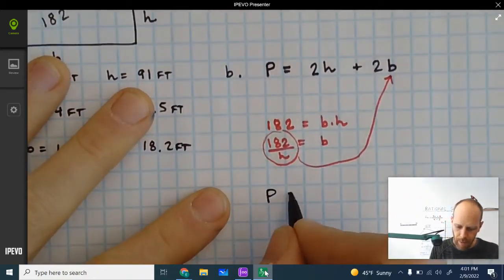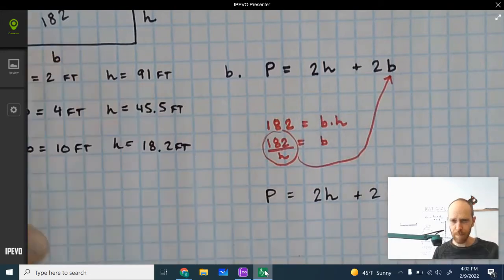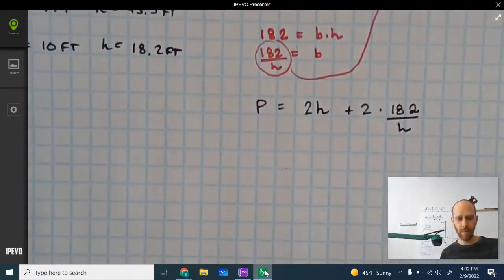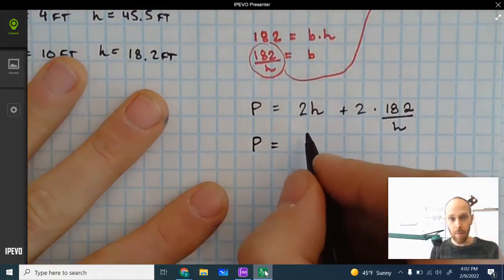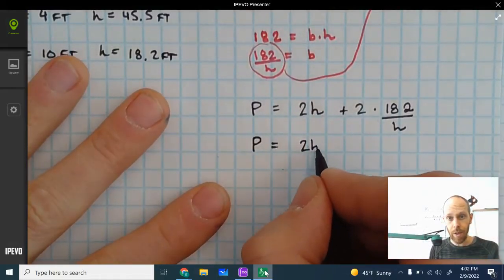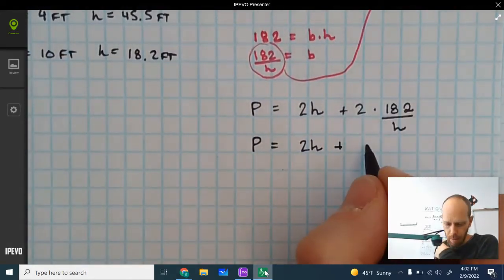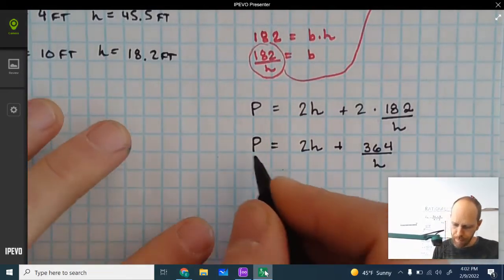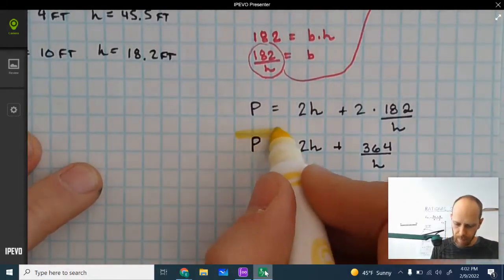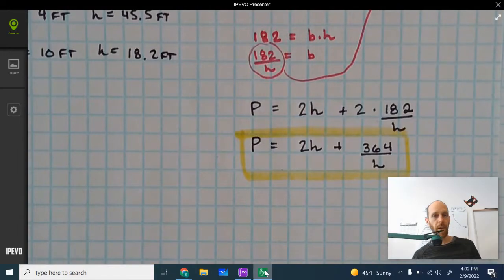And now the perimeter is equal to 2 times the height plus 2 times 182 over h, which means that the perimeter would be equal to 2 h's plus whatever that number ends up being. What is that going to be? 364 over h. So there's your answer to B.